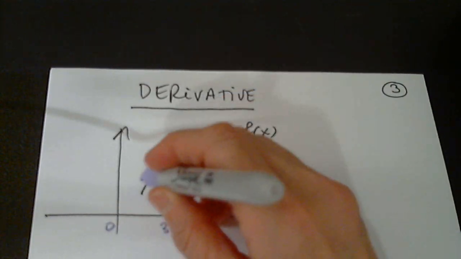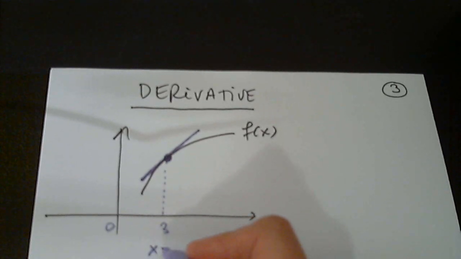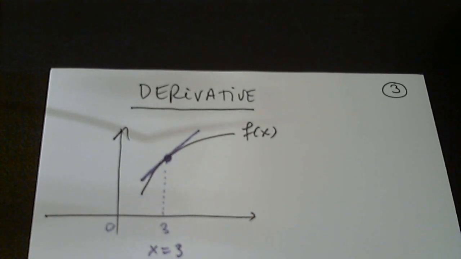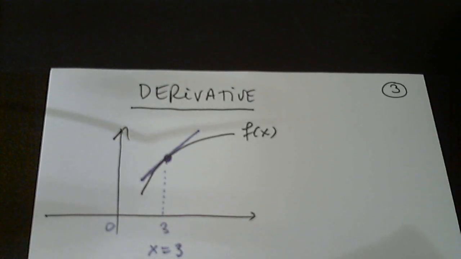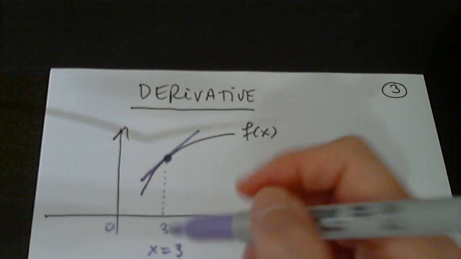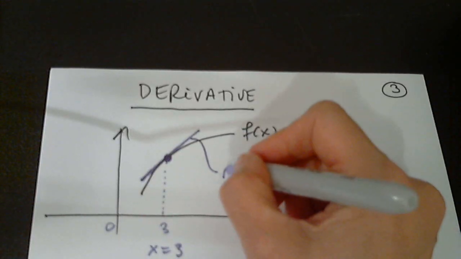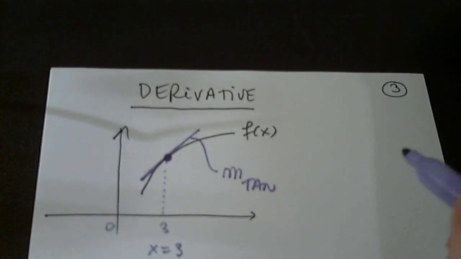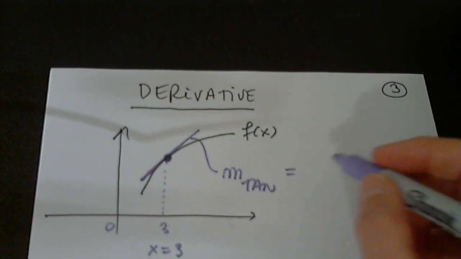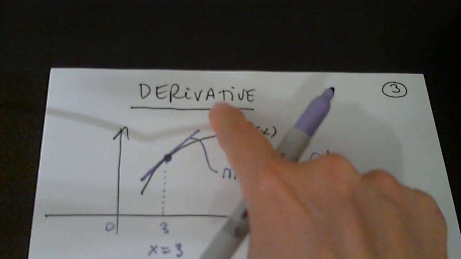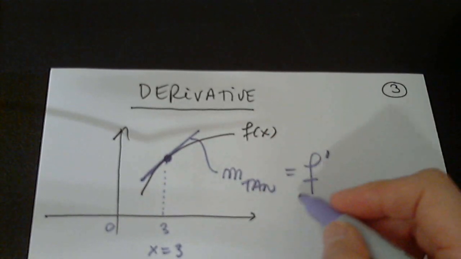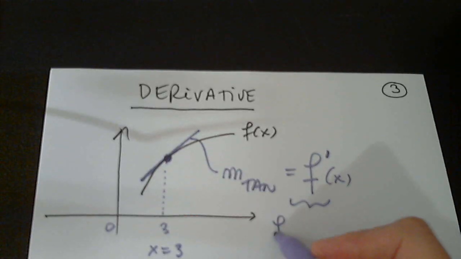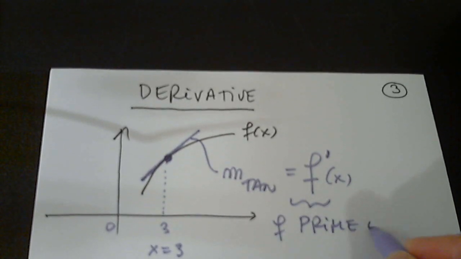If I manage to calculate the slope of the tangent line when x is 3, I will give you the answer. If it's positive or if it's negative or if it's 0, who knows? But I will give you the answer. In order to determine the slope of the tangent line, we have to find the derivative function, the function called derivative of this. So this is the notation f prime of x.